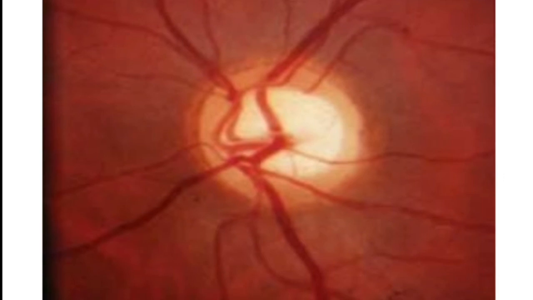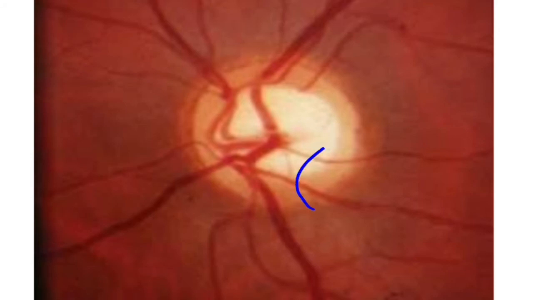This saucerization can be either diffuse or focal. When it is focal, it involves more commonly the inferotemporal region. There will be localized shallow sloping of the cup. And when it is retaining the normal NRR color in this focal saucerization, it is called a tinted halo. This is about saucerization.